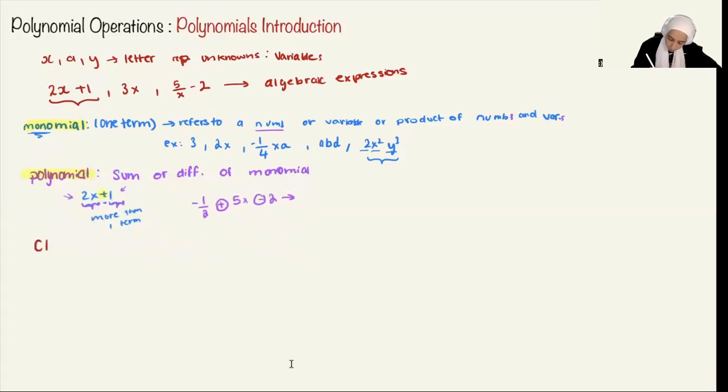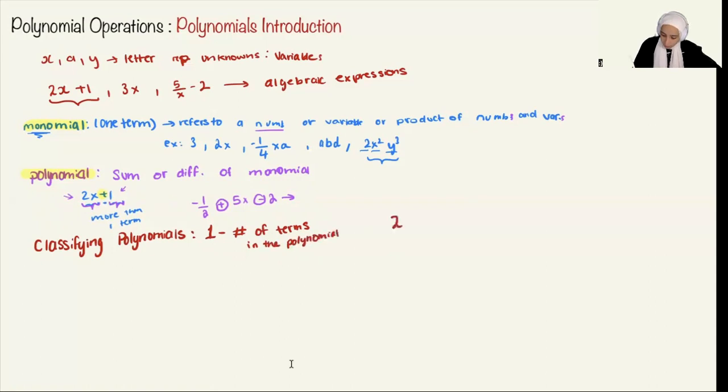So, classifying polynomials. How do we do it? We do it in two ways. Okay. The first way we can do this is by the number of terms. So this is one form of classification, right? Number of terms in the polynomial.